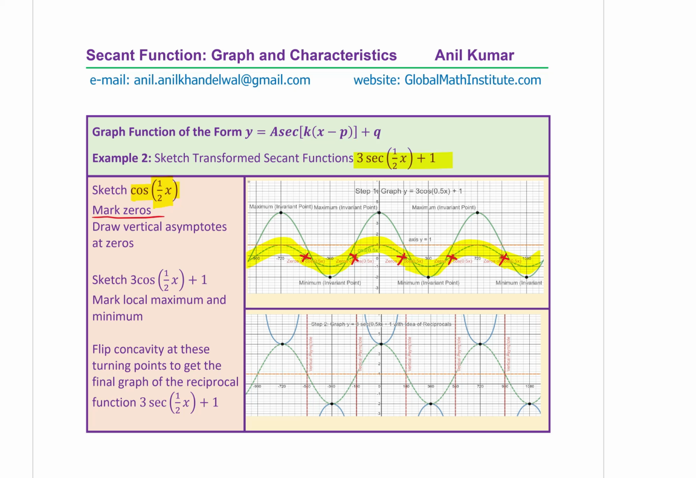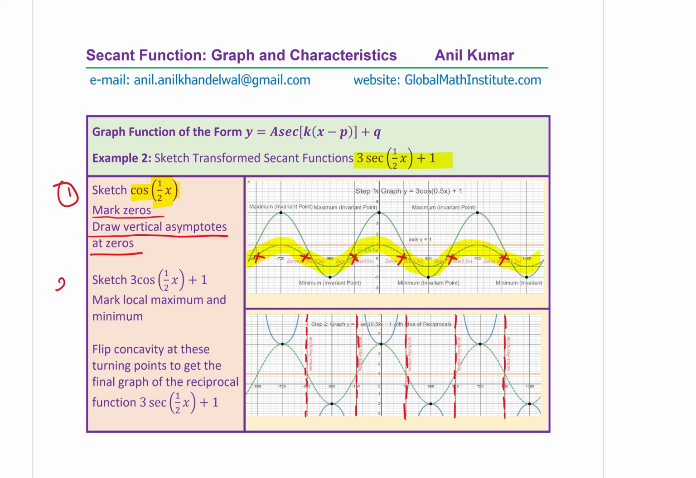These zeros will be the vertical asymptotes for the secant function, correct? So at these zeros, we are going to draw the vertical asymptotes. As you can see here, that is the vertical asymptote which is through the zero of our cosine function. You get the idea, right? So in the first phase, all those zeros are marked and they result in the vertical asymptotes for the secant function. So that is step number 1. We mark the zeros and then we draw the vertical asymptotes at these zeros. That becomes the first thing.